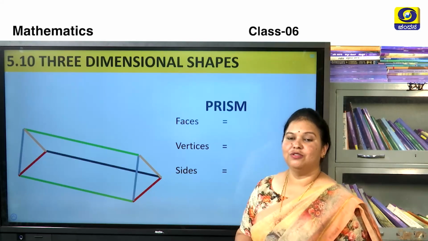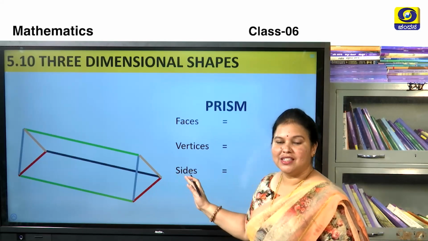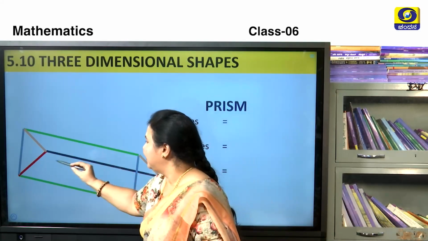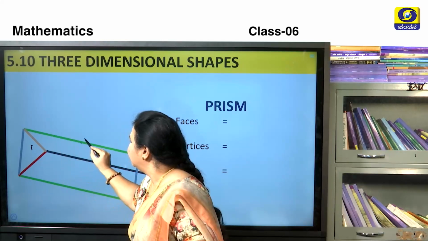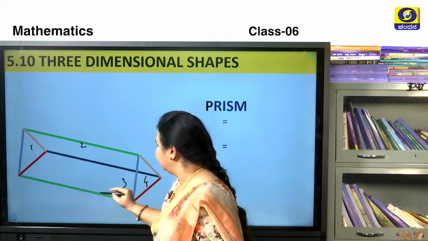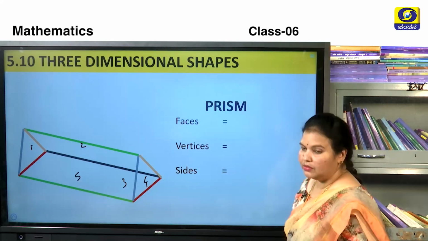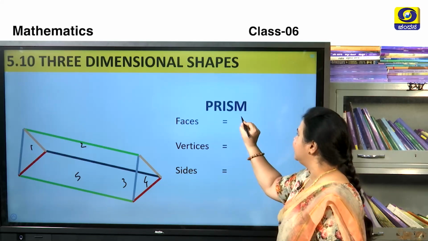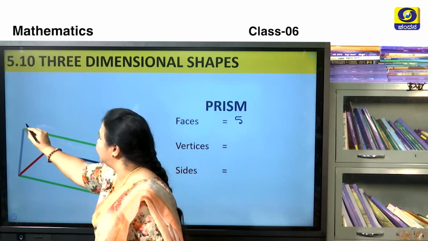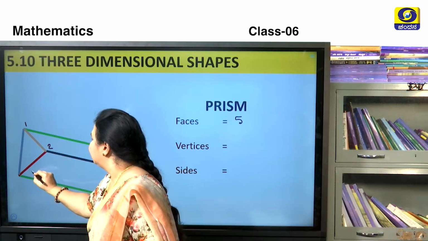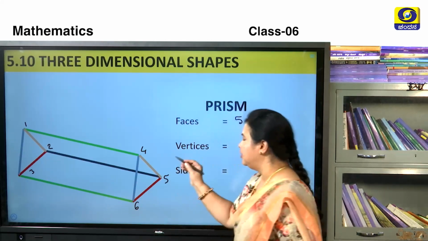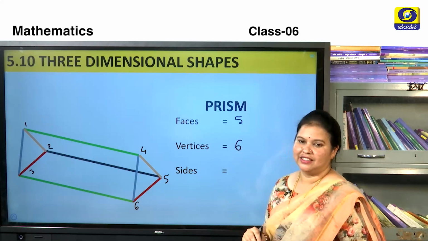Now finally we'll count number of faces, vertices and sides of this prism. First let us count number of faces. How many faces it has? 1, 2 and 3, 4 and the base 5. So it has 5 faces. Now we'll count vertices. How many vertices are there? 1, 2, 3, 4, 5 and 6. So in total 6 vertices are there, isn't it?